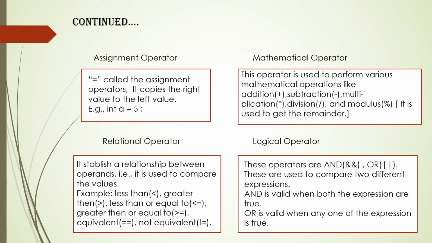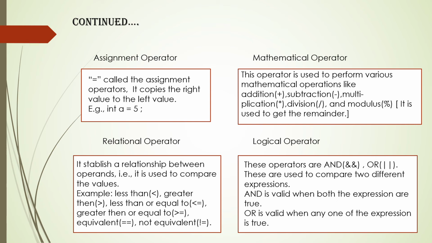Then the third operator is relational operator. It is used to find the relation between two operands, or we can say it compares the two operands. Examples are less than, greater than, less than or equal to, greater than or equal to, equivalent, that is double equal to, and not equivalent. Please focus on the symbols, guys. Symbols are very important. See, less than sign you all know, here I have mentioned the bracket also, and same for greater than. And for greater than or equal to, it is first the greater than sign and then equal to. For equivalent, it is double equal to sign, and for not equivalent, it is first the exclamation mark followed by equal to sign. Please remember the symbols, guys, please.